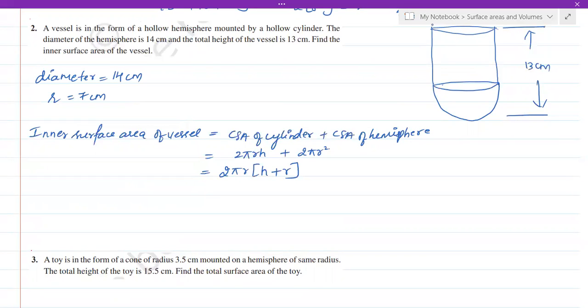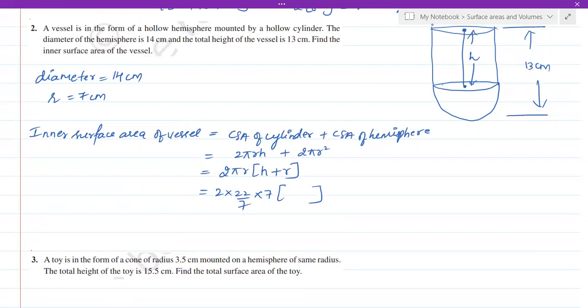So now let's substitute it. 2 pi is 22 by 7, R is 7, but we don't know the value of H, isn't it? So what is H? Height of the cylinder. Height of the cylinder is from the center of the top circular part to the bottom. This value is H. Do not take 13 centimeter as H. That 13 centimeter is the total height of the vessel. So here H is only the cylindrical height.